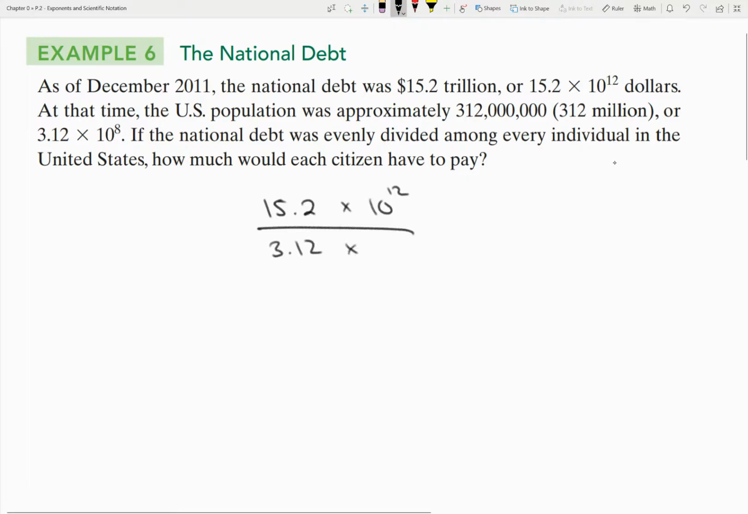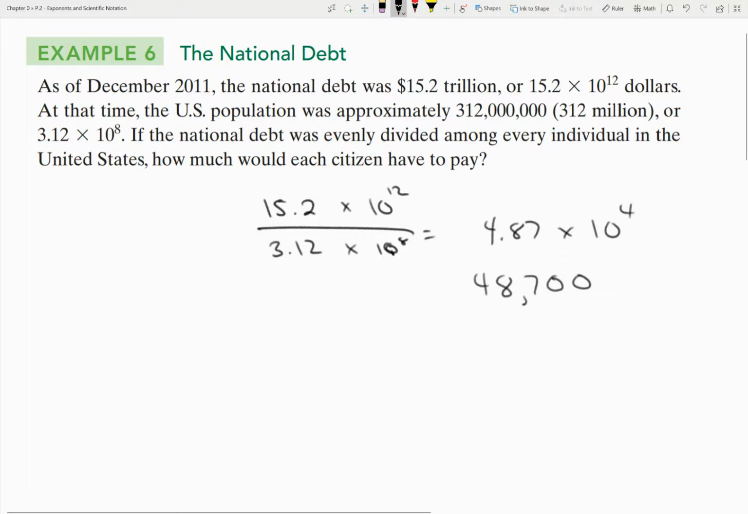Then we can use the technique that we just talked about, dividing and using our rules of exponents. So we take 15.2 divided by 3.12, which gives me 4.87 times 10 to the 12 over 10 to the 8, which is 10 to the 4th. Well, what kind of number is that? That's 4, 1, 2, 3, 4, so it's $48,000, $49,000.